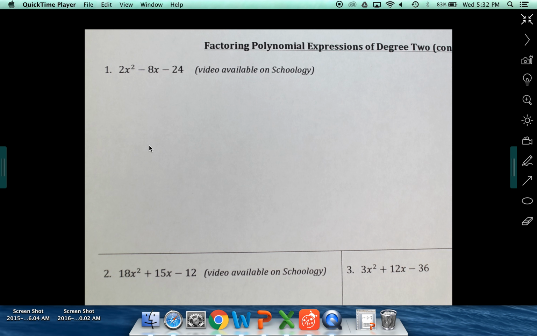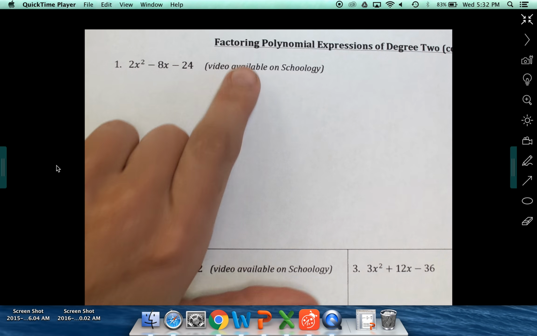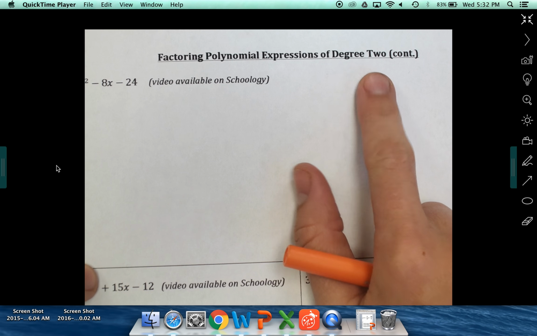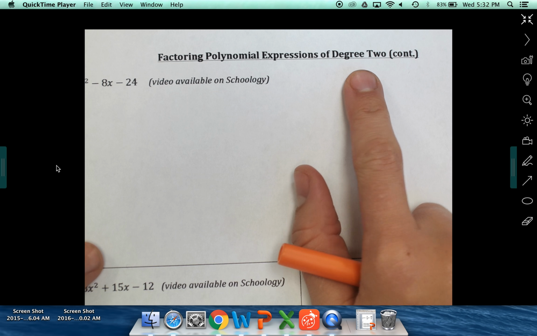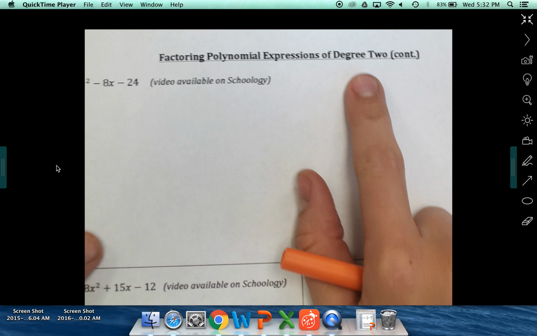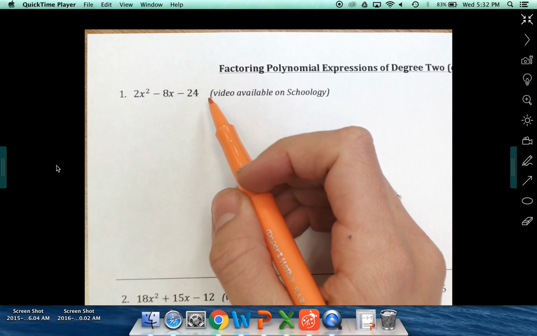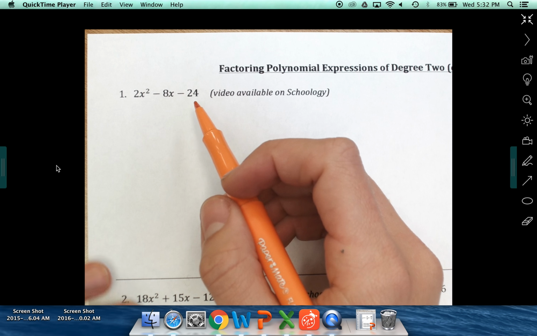Okay, so this is very, very similar to what we've done the last couple of days. So we're still factoring polynomials. We're still only working with expressions that have a degree of 2. What that means is that the highest exponent is 2, and we'll talk about the higher degrees later. So for now, we're still factoring, and this process is super, super similar. There's only one extra step.